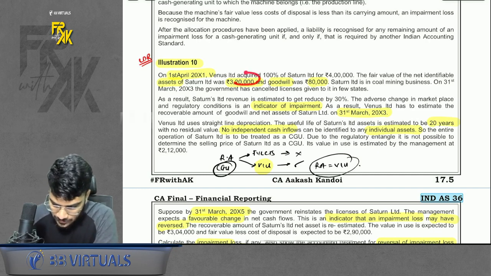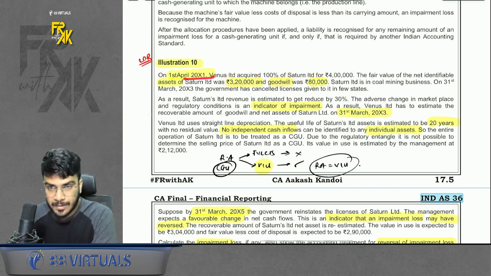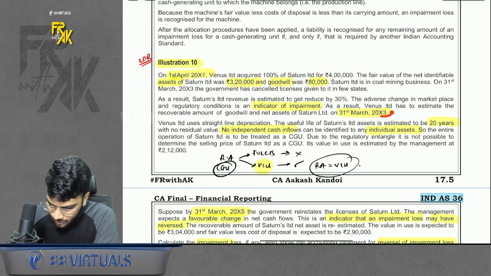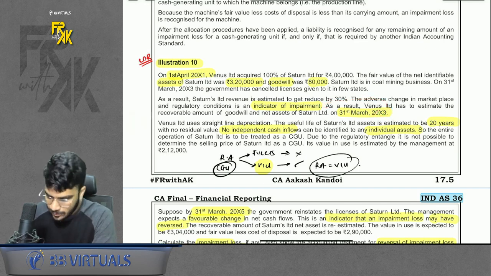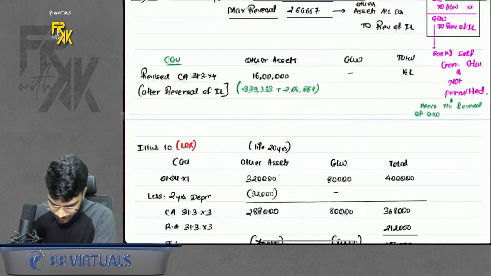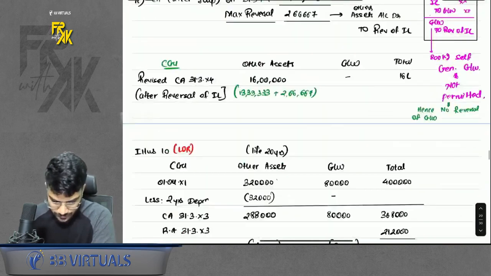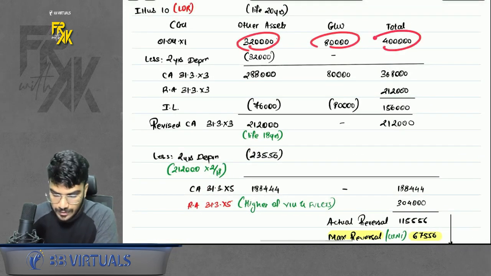See, we have other assets of 320, goodwill of 80, which was there on 1st April 11. Then they say after 2 years there is an indication of impairment. So first get the carrying amount after 2 years. Life is given, and I guess the recoverable amount is also given, 2,12,000. So how do we do it? See, I will teach you here. Illustration number 10, other assets, goodwill, 4 lakhs value.